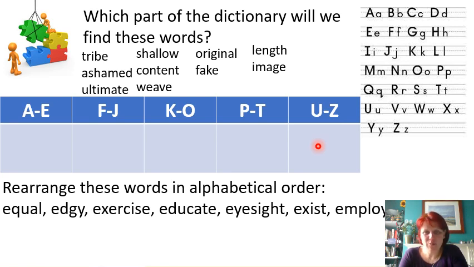When you've done that and put those 10 words in the right place on the table, there are 4, 5, 6, 7 words here which all start with an E, and you need to put those into alphabetical order as well using their second and third letters.